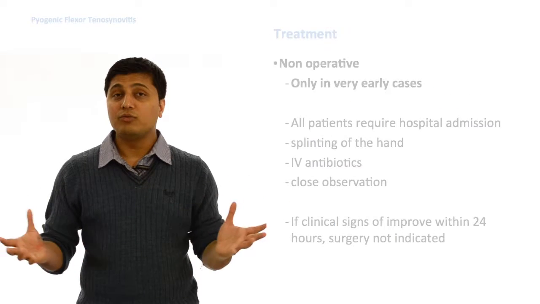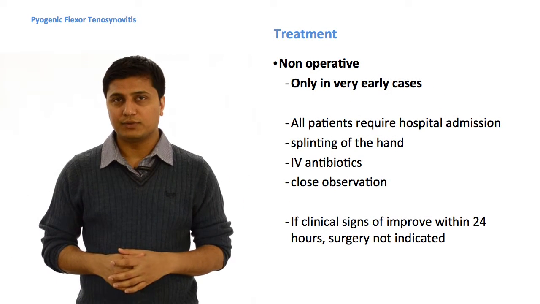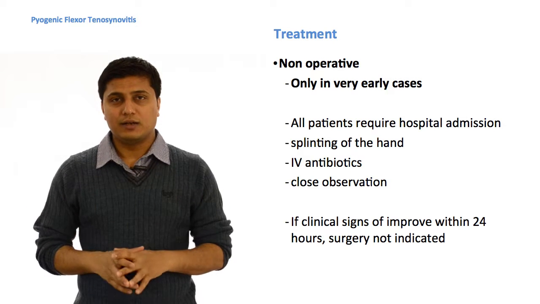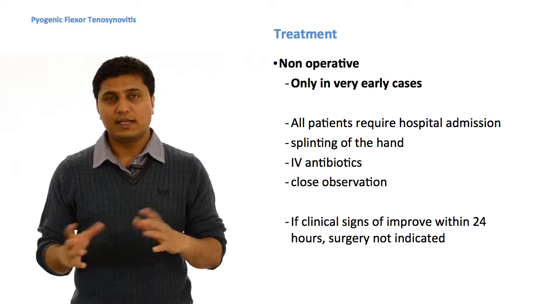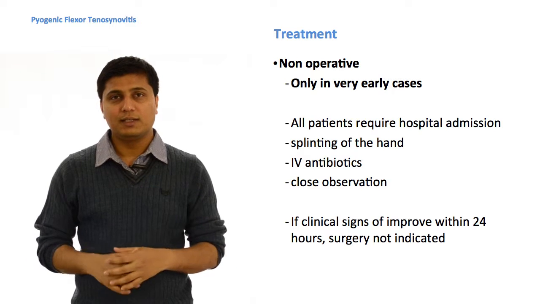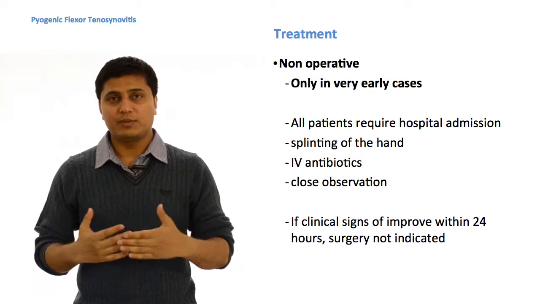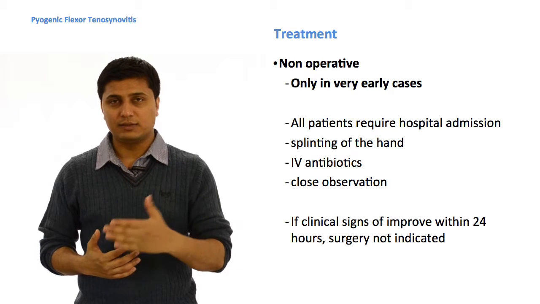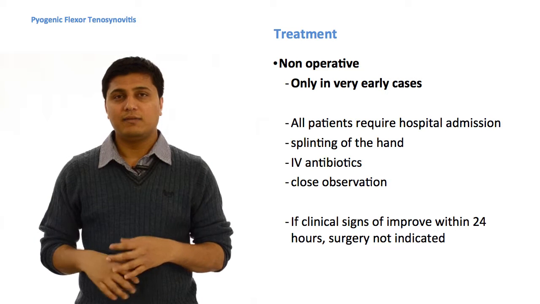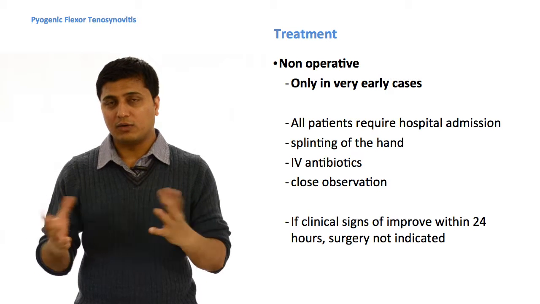So how to treat flexor sheath infection? It's an emergency condition, so there's nothing like sending the patient home. So all patients need admission. You admit the patient, start the treatment of sepsis, for example, IV hydration, etc., and then elevate the limb, splint it. This is called conservative measures.